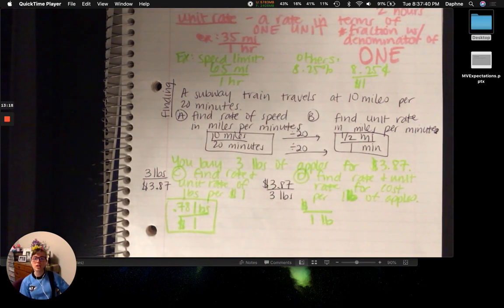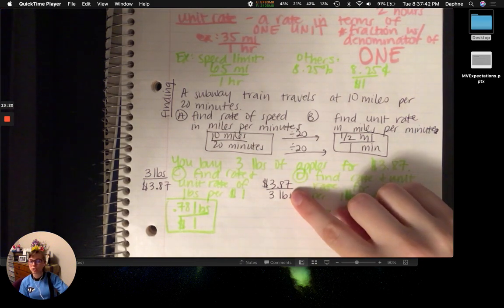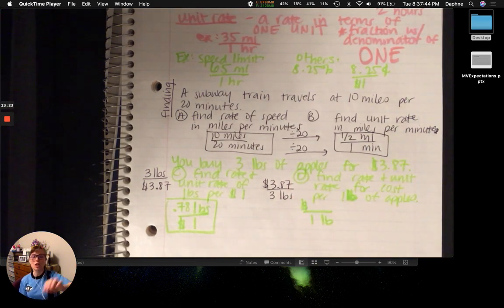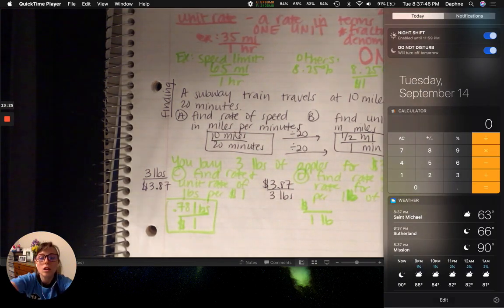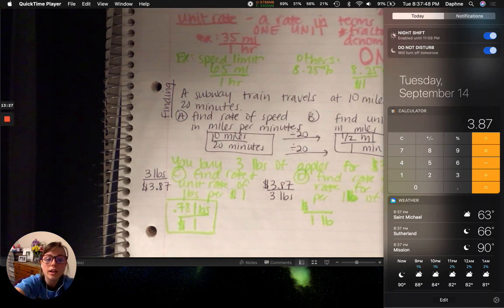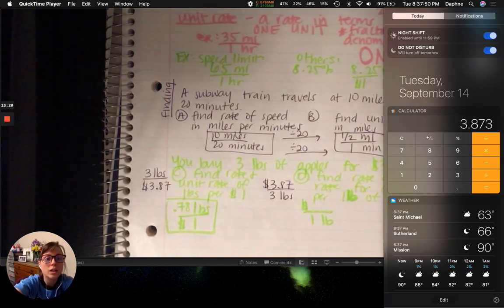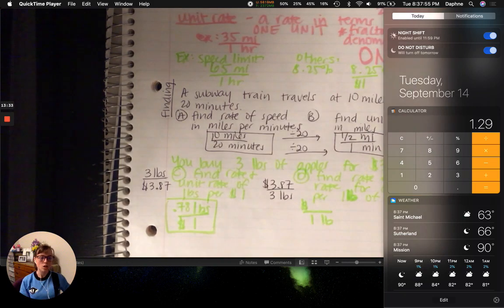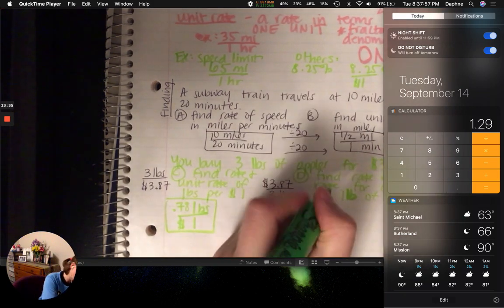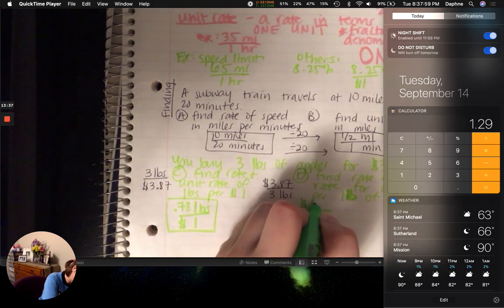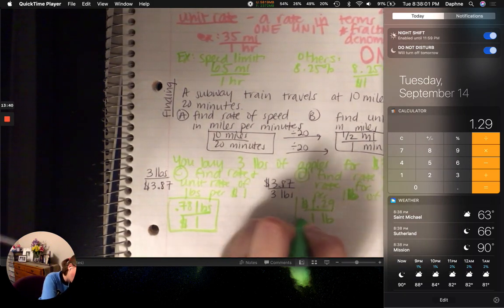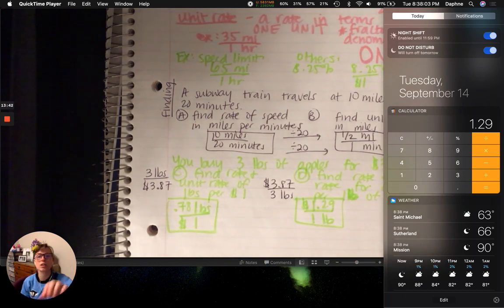And we'll do the same thing. We're going to divide. Fractions are just another way of writing division. So I'm going to get my calculator back out. It clears itself automatically now. Divide by 3. I didn't write that down right. Divide by 3. There we go. Enter. Okay, so this is $1.29. So if I want exactly 1 pound of apples, I'm going to be paying $1.29.